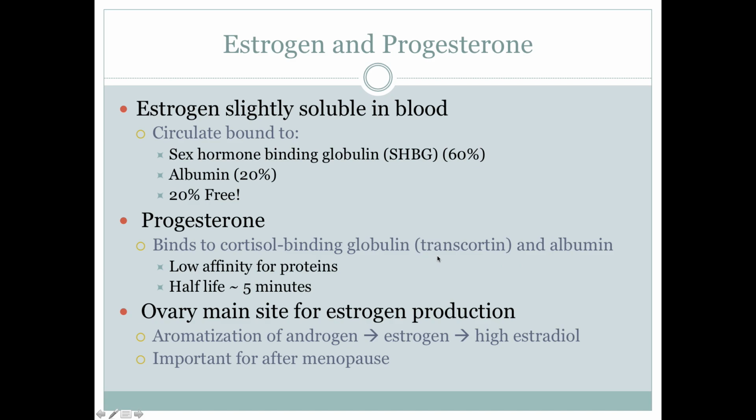We've also talked about this protein before, transcortin, which helps bring cortisol around. So cortisol binding globulin, or transcortin. Progesterone can bind to that. It has a low affinity for other proteins besides transcortin and albumin, and progesterone only lasts about 5 minutes. That's something really important about progesterone. When people are on progesterone-only birth controls, it doesn't last as long as other types of medications.